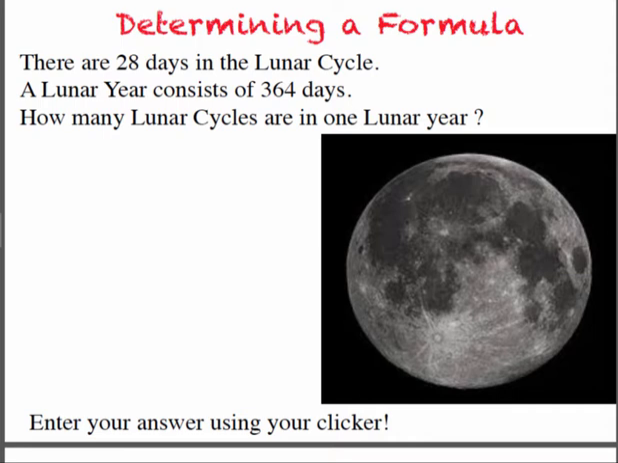For example, there's 28 days in a lunar cycle. The moon goes through a phase of 28 days, every 28 days, from full moon to full moon. And the full lunar year is 364 days. So how many lunar cycles are in one lunar year? Is that obvious? I don't know, maybe.